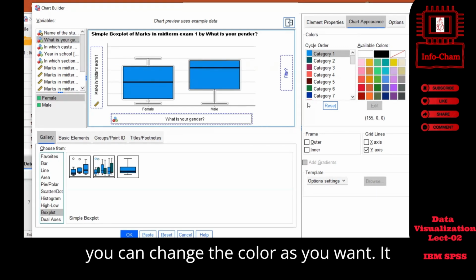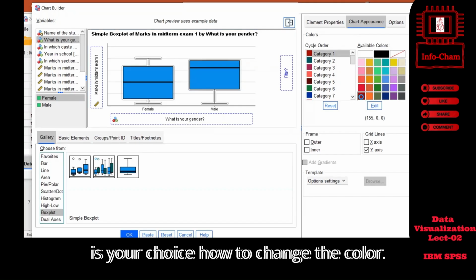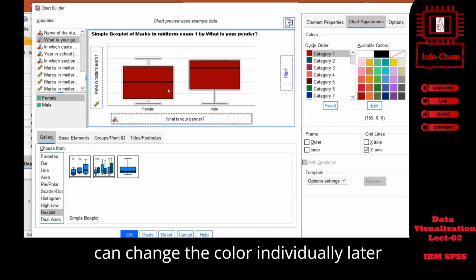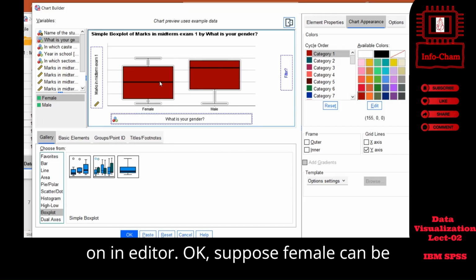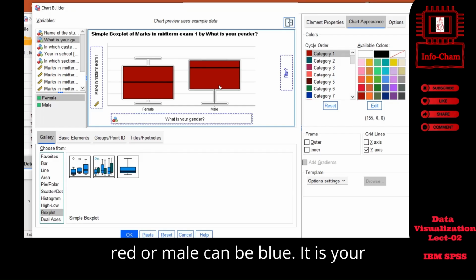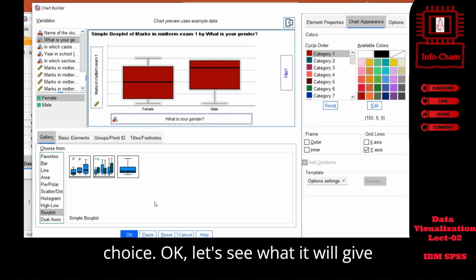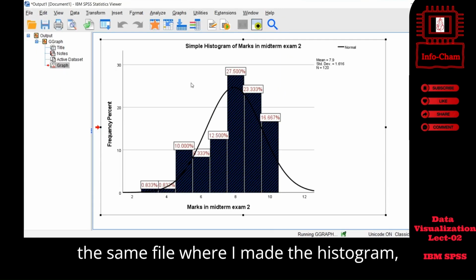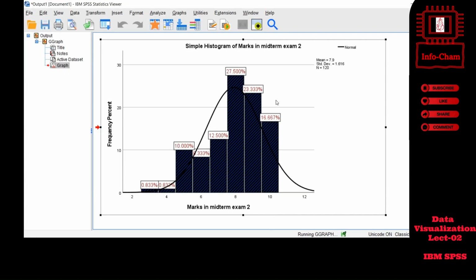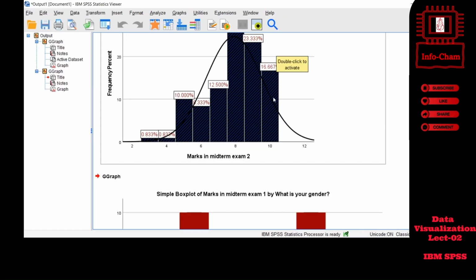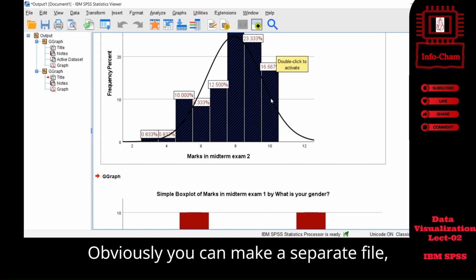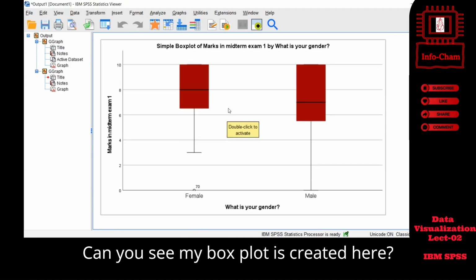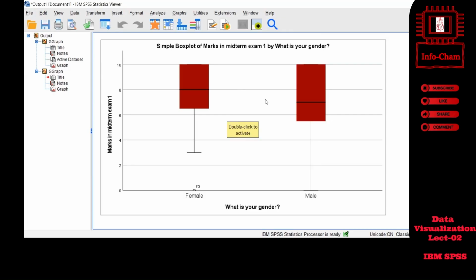You can change the color as you want. It is your choice. You can change the color individually later on in the editor. Suppose female can be red and male can be blue. Let's see what it will give me. If I click on it, it will go into the same file where I made the histogram. Obviously you can make a separate file, but if it is open, you can do it. Can you see my box plot is created here?